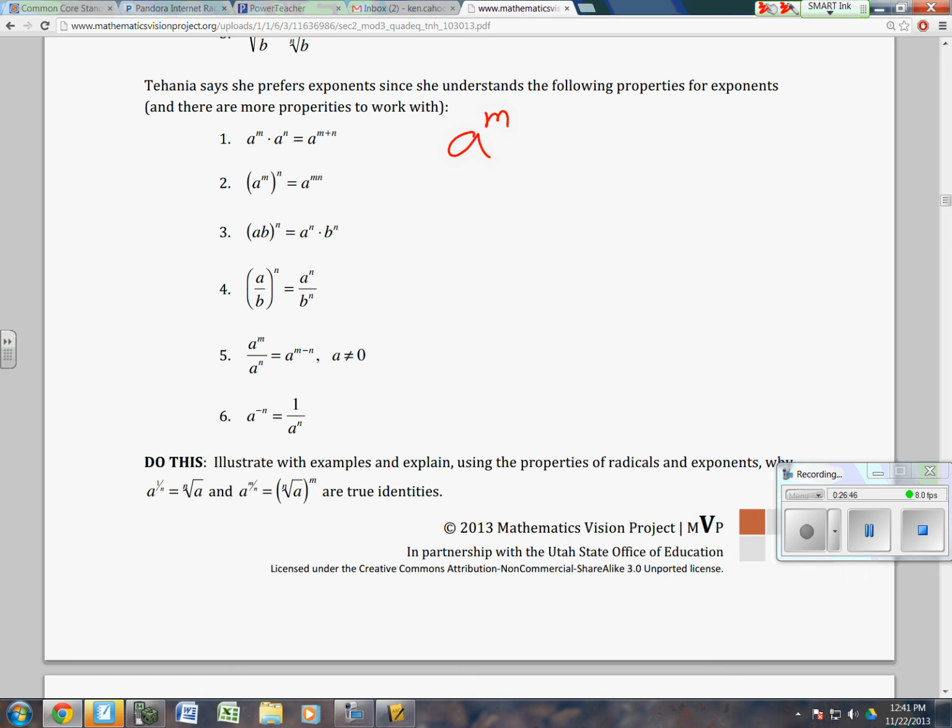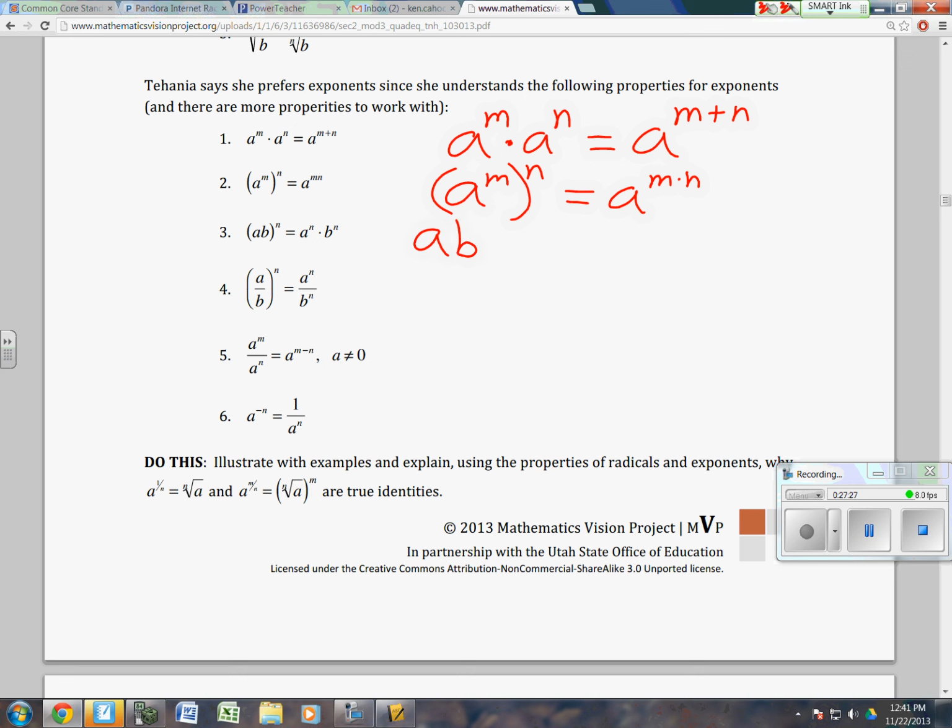A to the m times a to the n is equal to what, everybody? A to the m plus n, right? If the bases are the same, we're multiplying, we add the exponents. A to the m, all to the n, is equal to what, everybody? A to the mn power. We multiply them. When it's a power to a power, I call that, and most of your textbooks would call it that too, a power to a power. Get a to the m times n. Okay, then the next one.